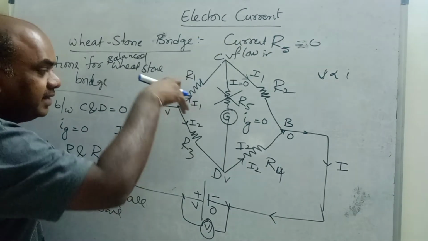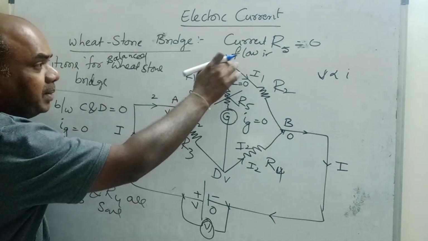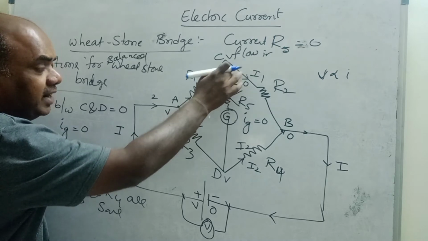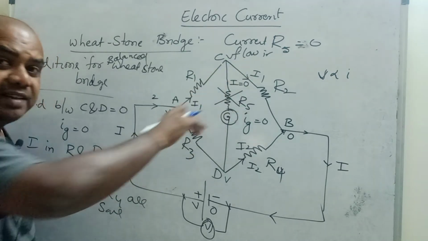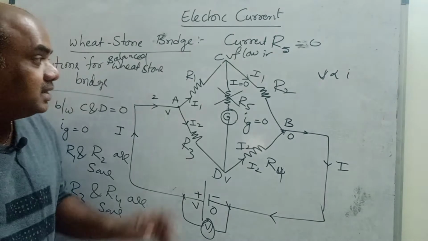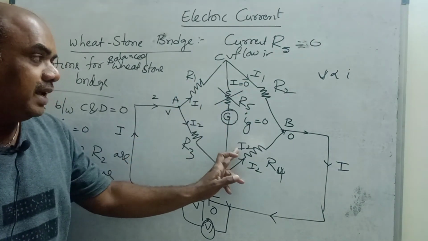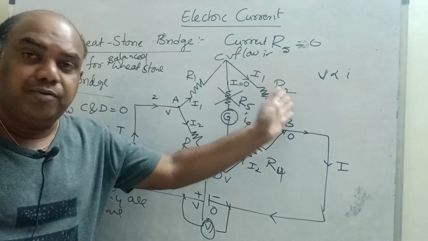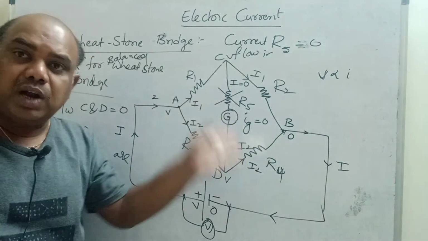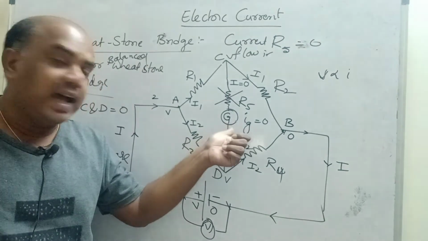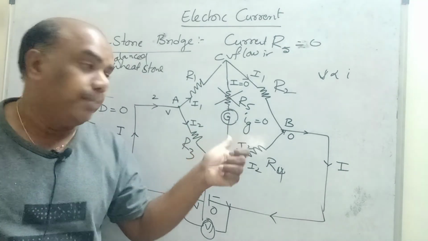So 1 ampere this side, 1 ampere this side. This 1 ampere should again split into 0.5 and 0.5, but the 0.5 current is not splitting. Why? Because here it is balanced. These two are the same, these two are the same. Then automatically the same current flows through the next resistor, but does not go through the middle path. Hence the galvanometer is not showing any deflection.